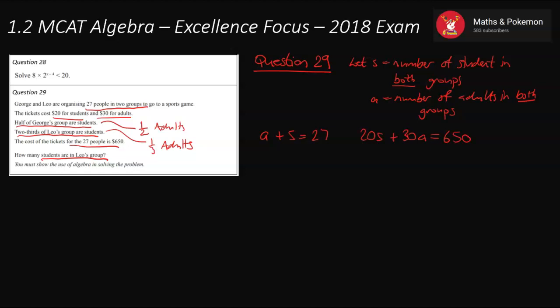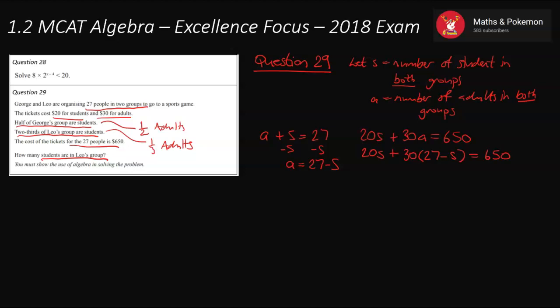I've got some simultaneous equations here, so I'm going to use my skills to calculate S and A. What I'm going to do here is start off by doing, well, let's make A the subject over here, so minus S, minus S. So A is equal to 27 minus S. And I can now substitute that in for this A over here on the right-hand equation. So we've got 20S plus 30 bracket 27 minus S equals 650.